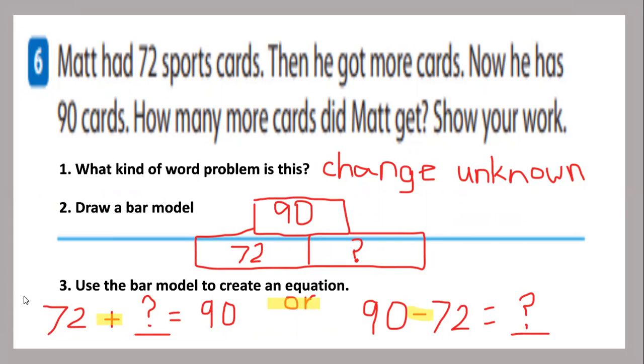I'm going to create an equation, and I can create an addition equation or a subtraction equation. So I came up with 72, which is how many he started with, plus an unknown number is going to give me 90, and this matches the word problem exactly. And then I want to get this question mark so that I'm solving for the question mark over here. So in order to do that, I'm going to take this addition equation, and I'm going to move the numbers around and say that if I take the total 90 and subtract how many he started with, I will get the change unknown. I will get the difference of how many more he got.